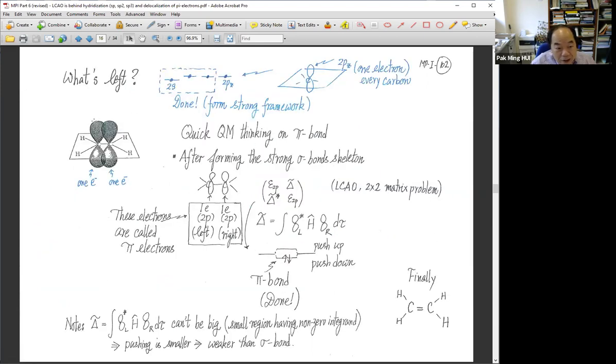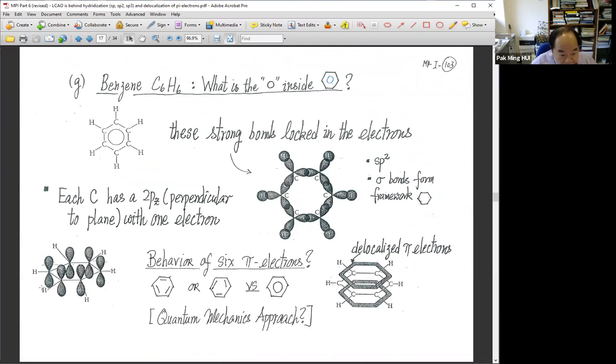If you follow C2H4, this will form a double bond between 2 carbons. So the question is, for this pz, will these 2 form a double bond? So this one, and then the other 2 form a double bond, this one, and the other 2 form another double bond, this one. Will it do something like that?